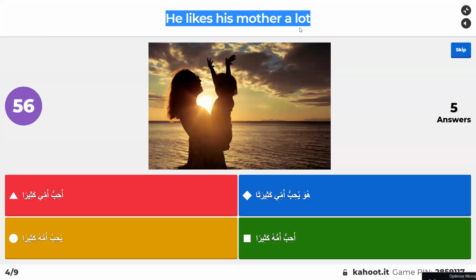He likes his mother a lot. Blue: Huwa yuhibbu ummi kathiratan. Red: Uhibbu ummi kathiran. Green: Uhibbu ummuhu kathiran. Orange: Yuhibbu ummuhu kathiran. 35 seconds to go. Make your answer and then match.